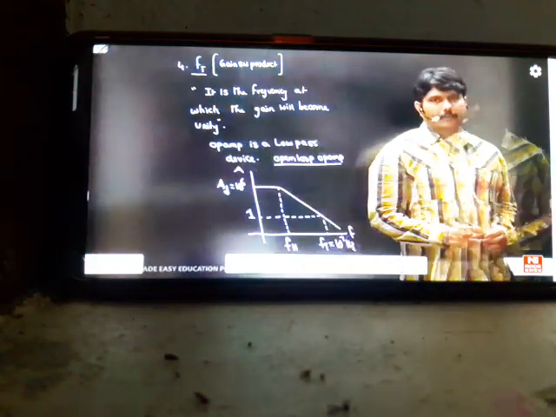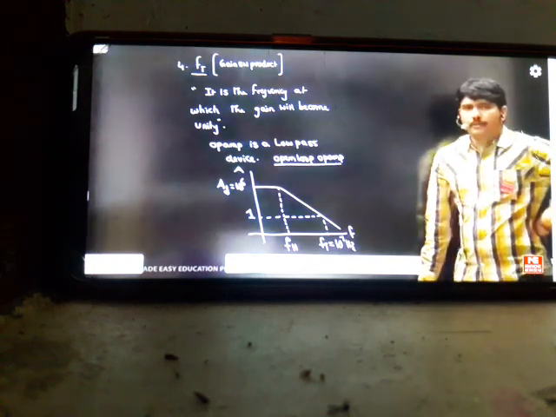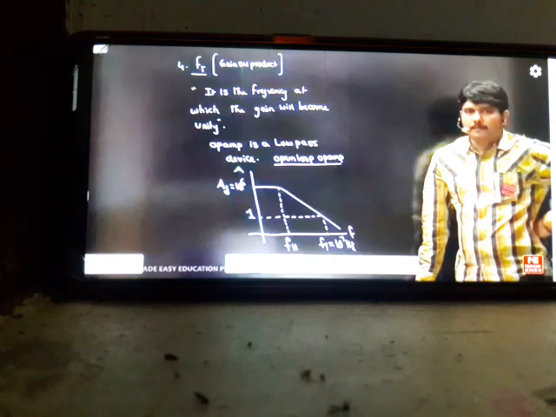AD given for your problem is 10^6. AD we are not solving. The designer will tell you how much gain he created. So this will be given by the designer and this will be given by the designer. Our only job is how to find out the bandwidth for your op-amp. So for your op-amp, how much is the bandwidth?